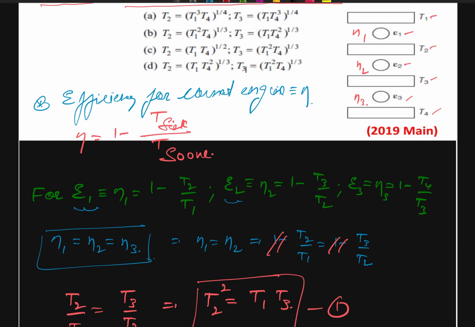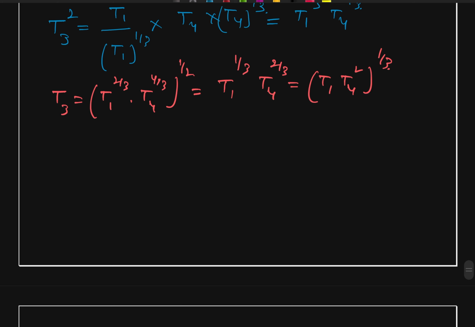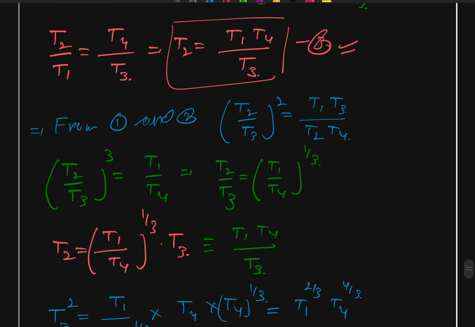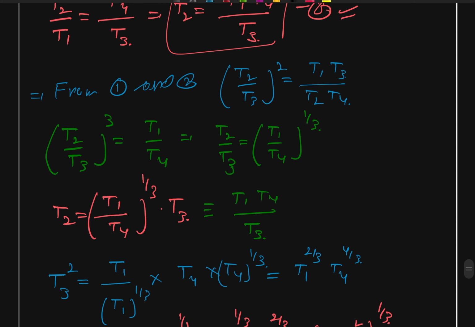So we have this as our, okay, let me simplify it. So we get T3 is equal to T1 T4 square whole raised to power 1 by 3. So this is our T3, and we already know the relationship between T2 and T3, that is equation number 3. Or we can use this equation. I think this will be much better. Okay, so we are going to use this equation.